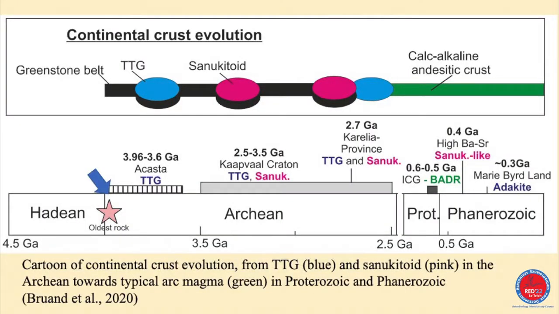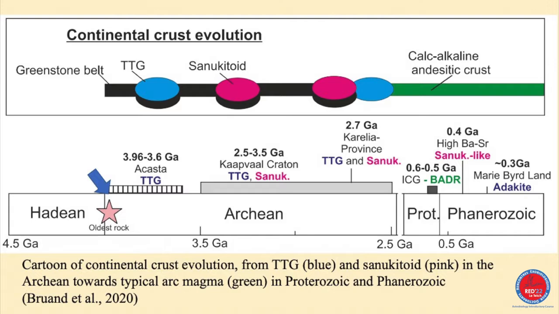Let's have a look at continental crust evolution. First, please look at the upper part of the cartoon and after at the lower part of the cartoon. If you look at the upper part of the cartoon, there is a chain showing rocks' names. The chain starts with a greenstone belt. A greenstone belt is composed of lava flows of ultramafic and mafic composition.